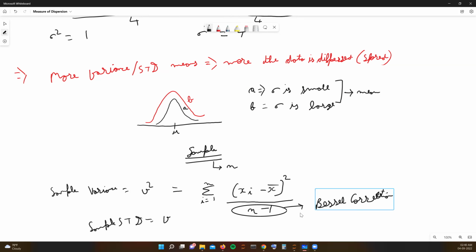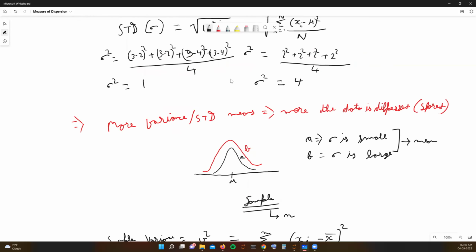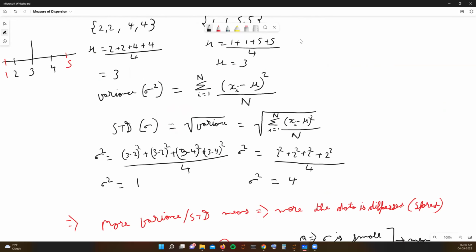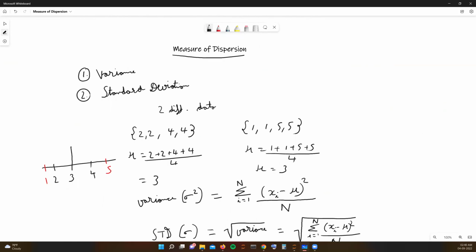So I hope you guys got an intuition of what exactly a measure of dispersion is.